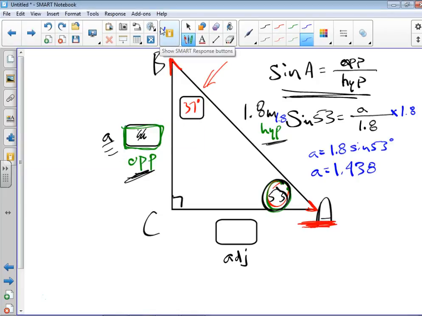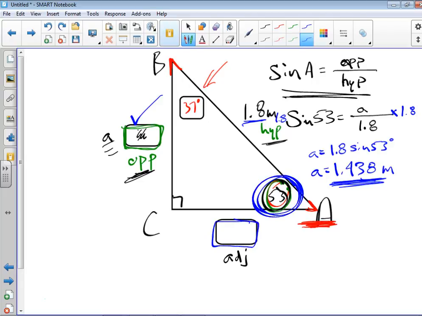Okay, meters. Now, I got that one, check. I could, if I wanted, use the Pythagorean Theorem with 1.8 and my new value, but remember what I said, I trust it pretty well, but I'm not going to use that. I'm going to try to figure this out using the original information, using the 53-degree angle and the 1.8.